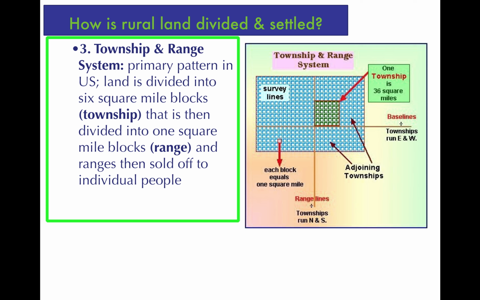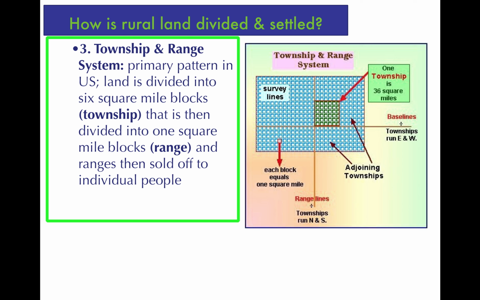It's based upon a system called the township and range system. The township and range system is very uniform. The word uniform means same. So let's think of your school uniforms. They are the same. Land is divided into 6 square mile blocks. That's called the township. You can see that here in the blue.